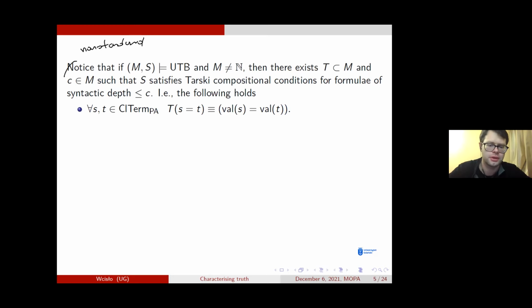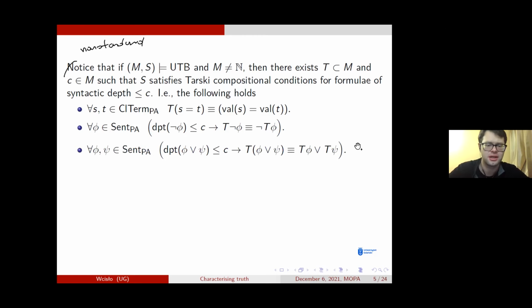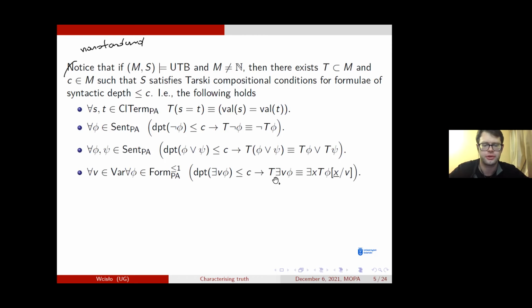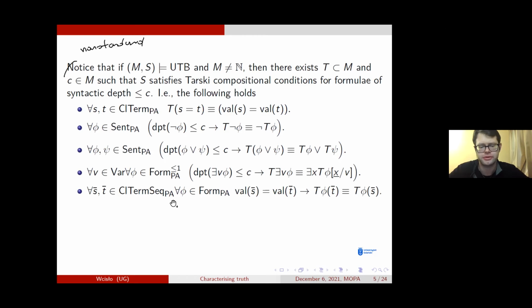So the following holds. If you see an equality of terms, it's true if and only if those terms have equal values. A negated sentence which is not too big is true if and only if the negated sentence is false. Not too big disjunctions are true if and only if one of the disjuncts is true. Existential formulae are true if and only if they are witnessed by some numeral. And to make this smoother, we assume that we can resubstitute freely sequences of terms with the same values. This will not play any major role in this particular talk.